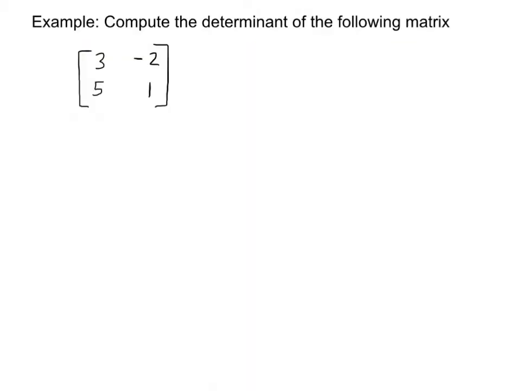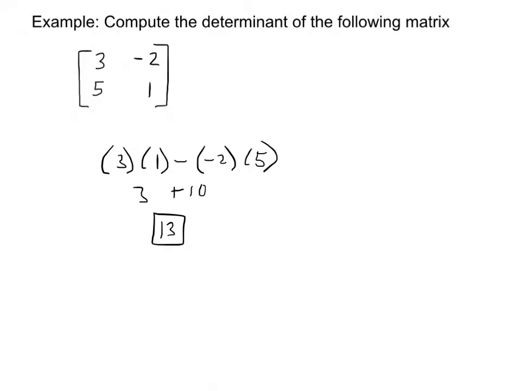I think I have 3 examples, and this first one is just: compute the determinant of this matrix. You've got a formula from the previous page, so pause the video and make sure you can do this. The determinant of this matrix should be the main diagonal, 3 times 1, that's A times D, minus B times C, that's negative 2 times 5. Great, that's 3 plus 10. The determinant is 13.